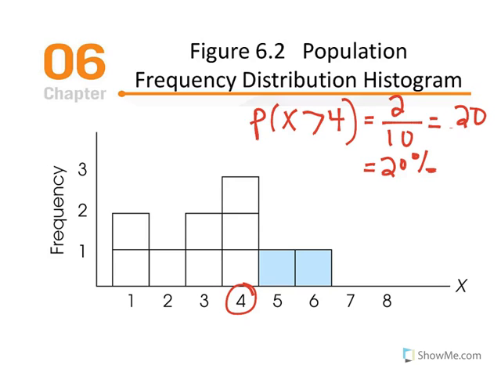So again, this is the score of interest, the cutoff point of 4, and we want to know the proportion of scores above that score, and we identified these two scores. So again, we see the probability statement: the probability of x values above 4 is equal to the number of scores above 4, which is 2, over the total number of scores of 10, which produces a proportion of 0.2 and can be expressed as a percentage of 20%. So 20% of this distribution of scores occur above the score of 4.